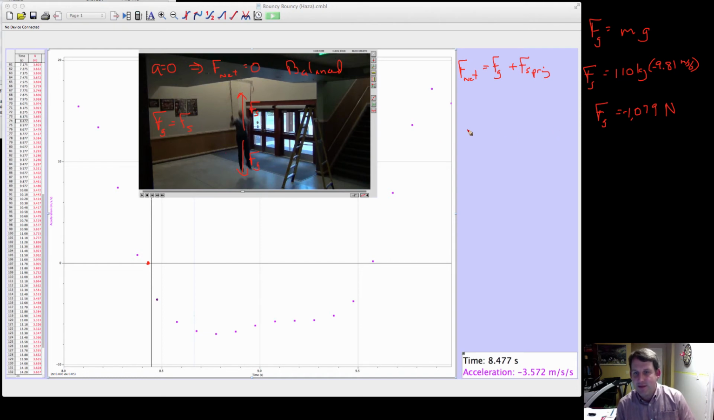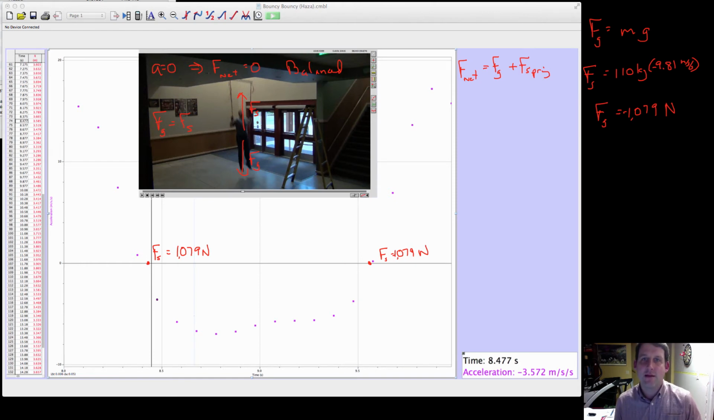So in this case, the force of the spring at this point is equal to a positive 1,079 newtons. So far so good. Now that happens again, that's true right over here. So let's add that. So right here where the acceleration is 0 again, which should be really close to right there, the force of the spring is 1,079 newtons.